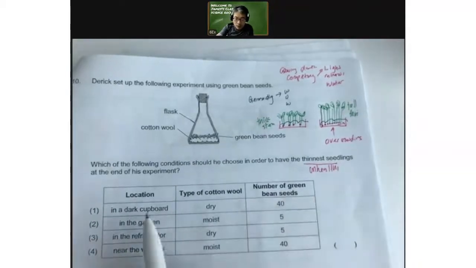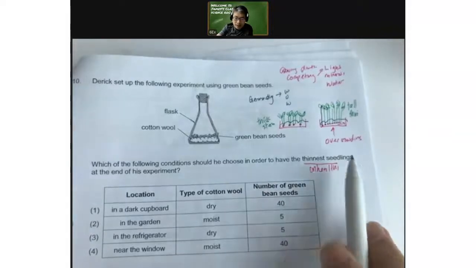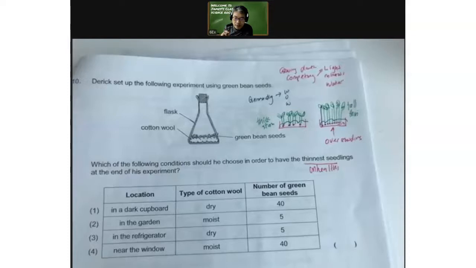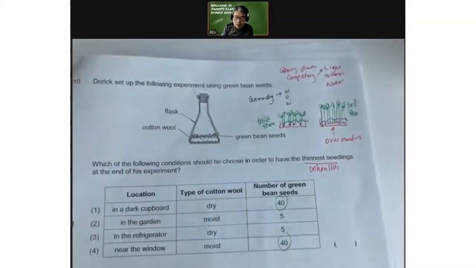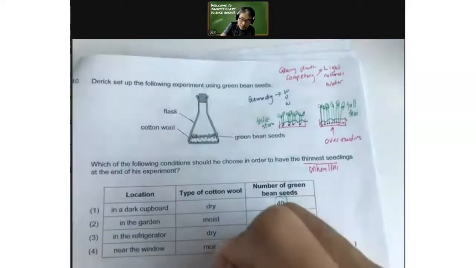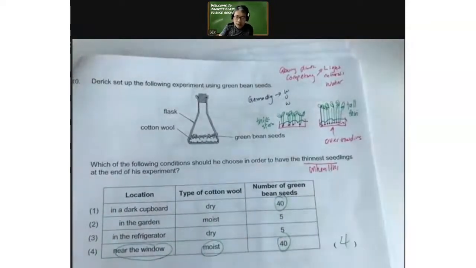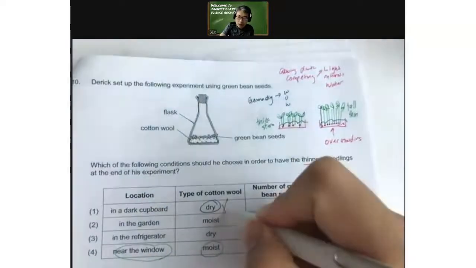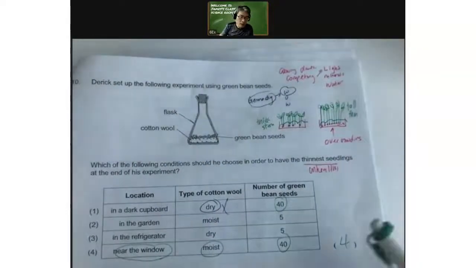So which of the following conditions should he choose to have the thinnest seedlings at the end of his experiment? Thinnest one. So they must be in a place where there are lots of beans growing, and they're seedlings, so they must have moisture to grow. Answer is 4. Now, if you choose 1, you made a mistake because in 1 there's no water. If there's no water, the seeds can't even germinate. Of course, you will not have any seedlings at all.